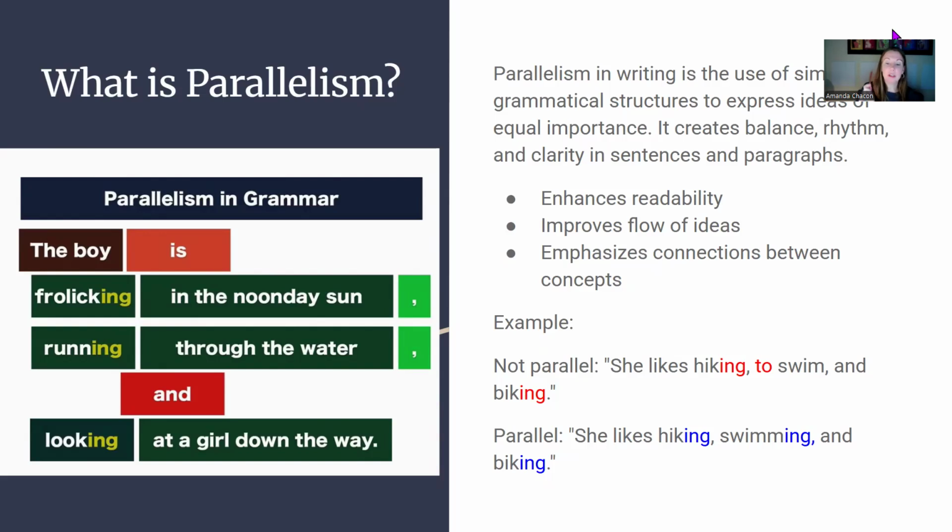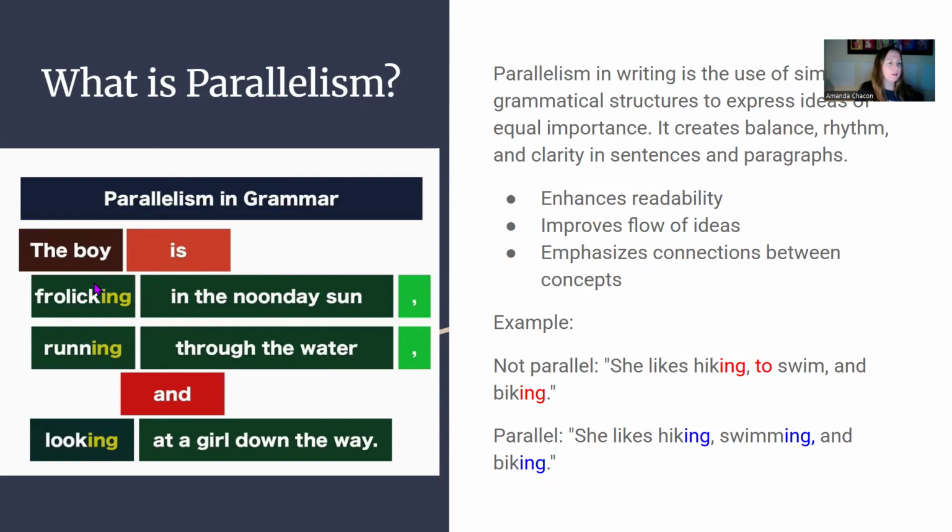So my example here of not parallel is: she likes hiking, to swim, and biking. You notice these are called gerunds, an ing, an ing, but then this one's not an ing. So they all need to be ing to be parallel, or they all need to be changed to: she likes to hike, to swim, and to bike. That is parallelism, okay?